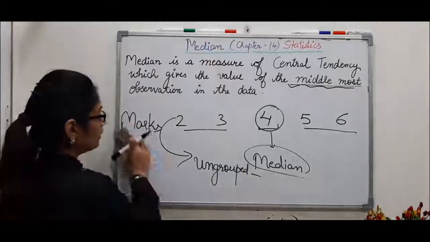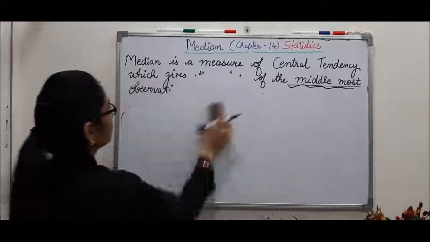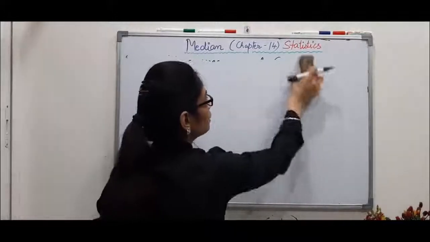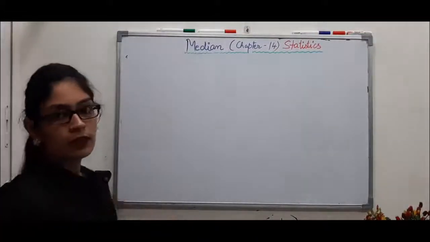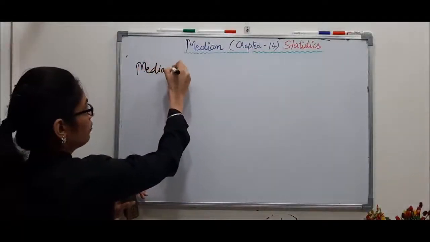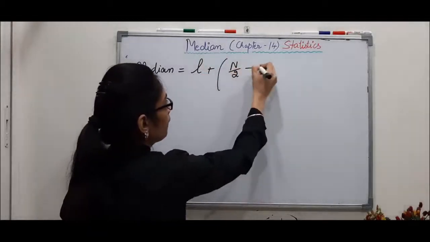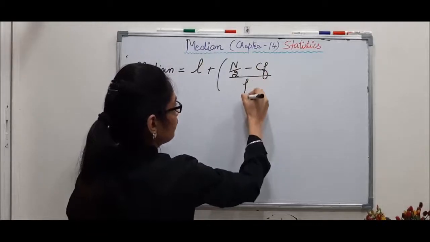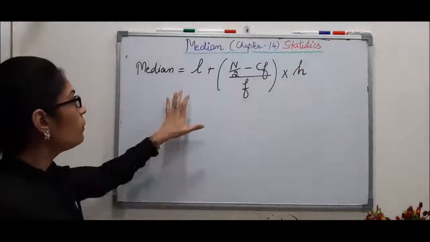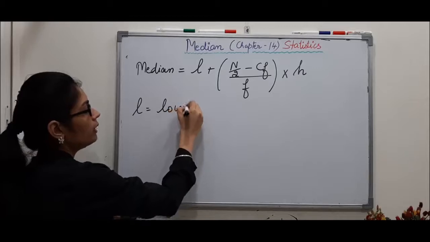To find median, we have one formula. Directly we can use the formula and find the median. In the same way, if class intervals are given to you, that means the data is grouped data. So median is given by L plus n by 2 minus CF upon F into H. This is the formula of median, where L is equal to lower limit of median class.